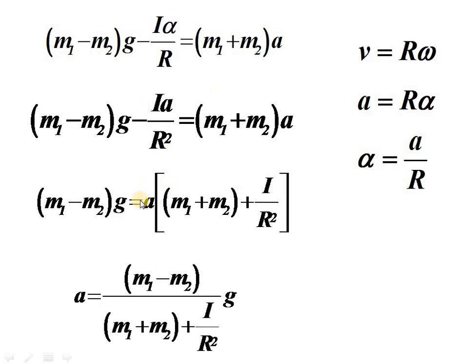Now your acceleration A will be equal to the left hand side divided by this bracket term. So we get A is equal to (M1 minus M2) divided by (M1 plus M2 plus I by R square) into G. Please note it. So we got the expression for the acceleration with which the body will fall down.